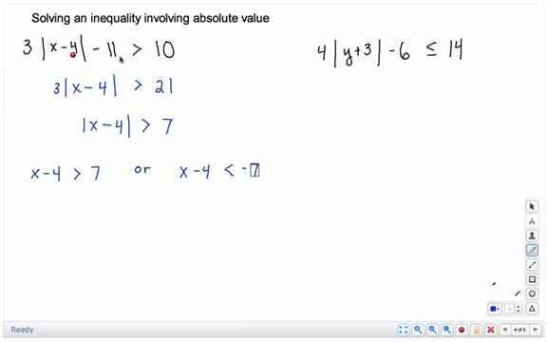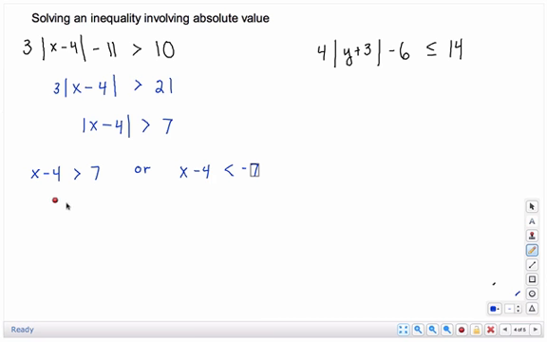If you attempt to do this at the beginning of the problem before you add 11 and divide by 3, you're not going to get the correct solutions for this particular inequality. So make sure you solve it for the absolute value first and then separate it into the 2 separate problems.